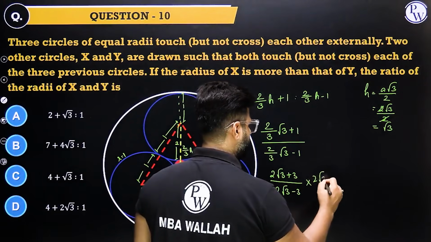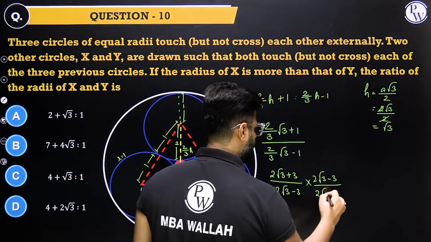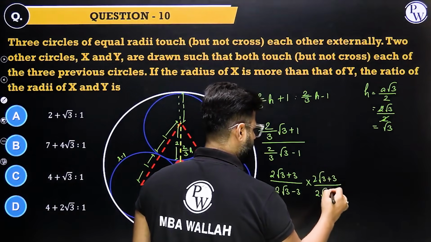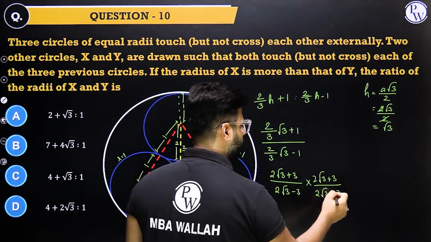2 root 3 minus 3. Or rather plus. Denominator needs to be 1 now.